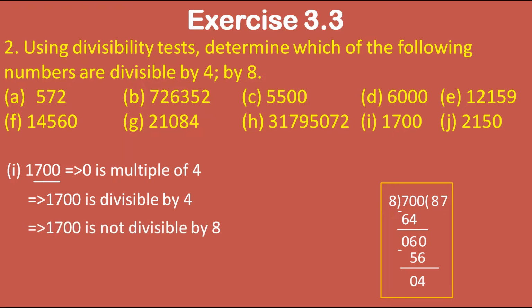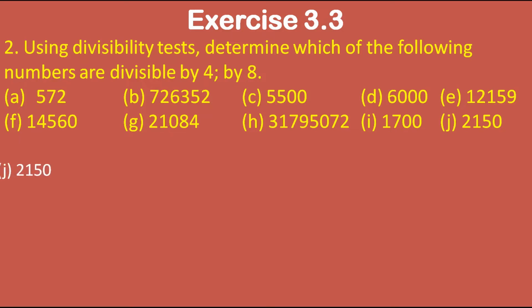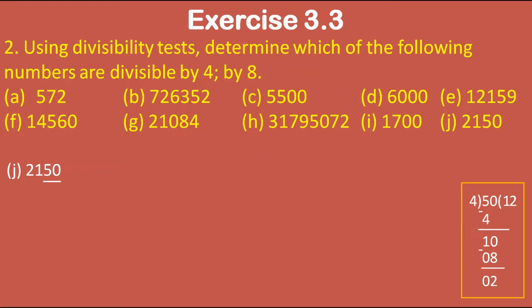Okay. Now, let's move to the next number. That is 2150. We have to check the number formed by last two digits. That is 50. Let's divide 50 by 4. 4 ones are 4. 5 minus 4 gives 1. 0 came down. 4 twos are 8. Here we are getting remainder as a 2. Therefore, 50 is not multiple of 4. Therefore, the number is not divisible by 4.